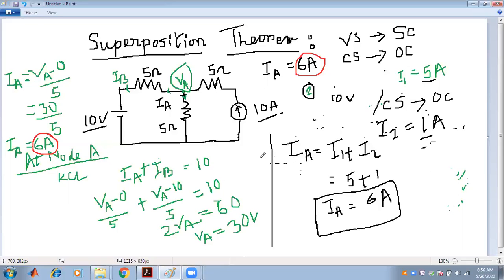So today we have discussed how we can approach a particular solution with the help of the superposition theorem, and we cross-checked that our answer is right with the help of KCL and nodal analysis. So today we learned about the superposition theorem and how we can approach a particular solution with its help.